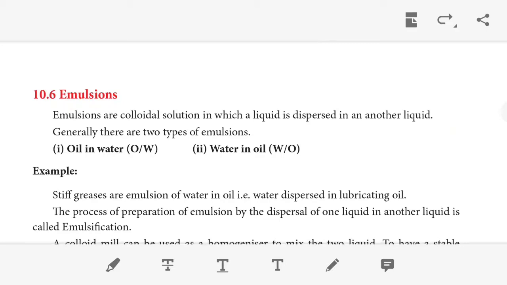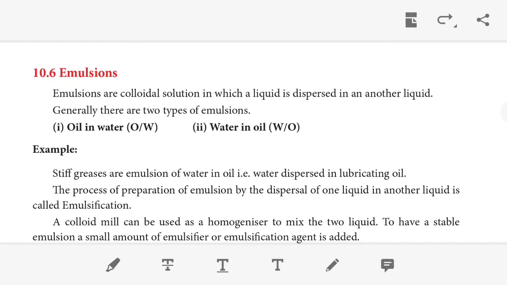Emulsions are of two types. First one is oil in water, the next one is water in oil. Simply, oil in water is called O/W, and water in oil is called W/O. Example for an emulsion: grease is an emulsion of water in oil, that is, water dispersed in a lubricant oil. You know the meaning of dispersed phase and dispersion medium. So water is dispersed in lubricating oil.